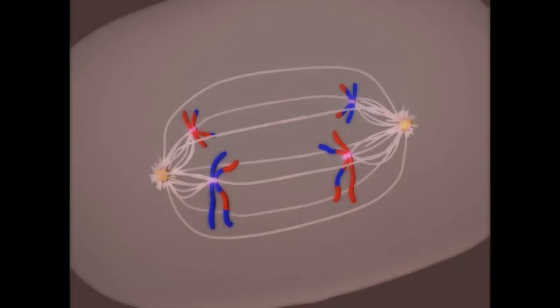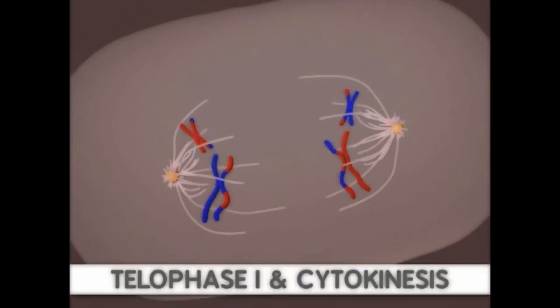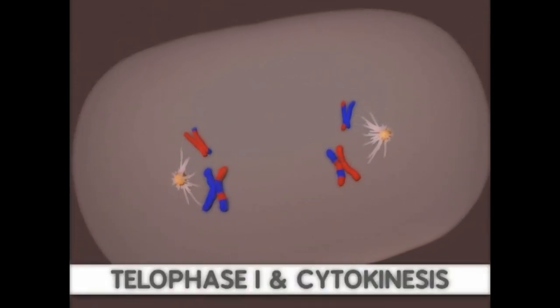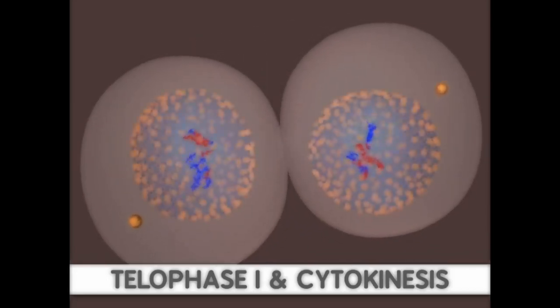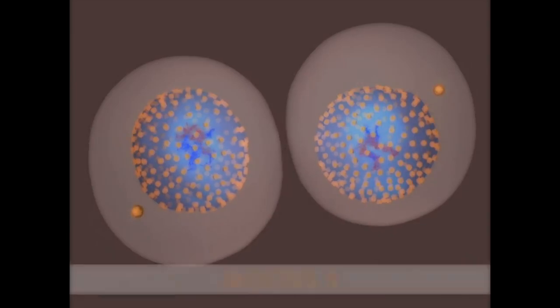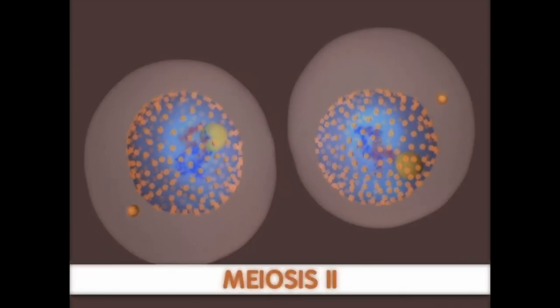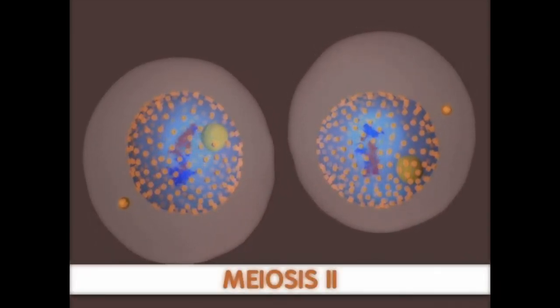The final steps of Meiosis I are telophase I and cytokinesis. Here, the cell divides into two daughter cells. Each of these two cells now undergo Meiosis II. Meiosis II is similar to mitosis.